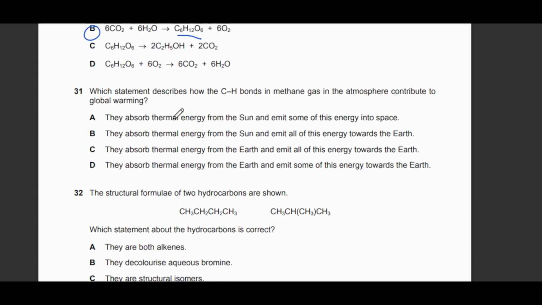31. Which statement describes how CH bonds in methane gas in the atmosphere contribute to global warming? So this question is just asking you about how global warming happens. What happens in global warming is that the bonds will absorb thermal energy from the earth, right? So the earth will emit thermal energy and the CH bonds will absorb it, and then they will actually emit it back towards the earth. So the answer is D. So it's sort of like a half mirror of sorts, right? The earth releases heat, and then the CH bonds will sort of release it back. But some will actually get through lah. Okay, it's like a half mirror.